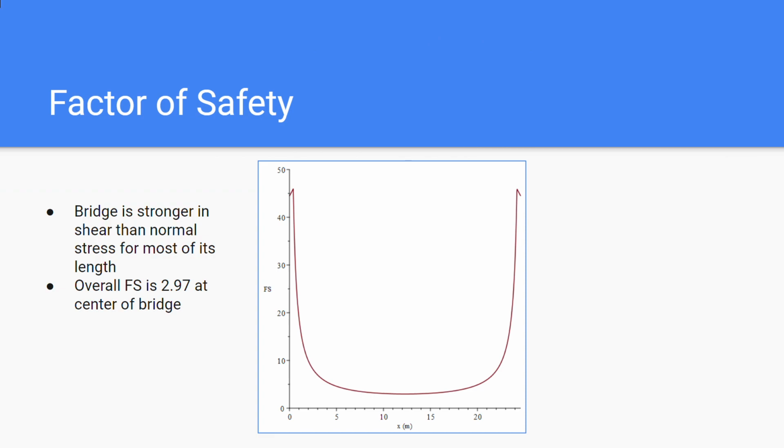Comparing the factor of safety for shear and normal stresses, we saw that the overall factor of safety was dominated by normal stress over the majority of the bridge, with a minimum value of 2.97. This indicates that the bridge is stronger in shear than in tension.